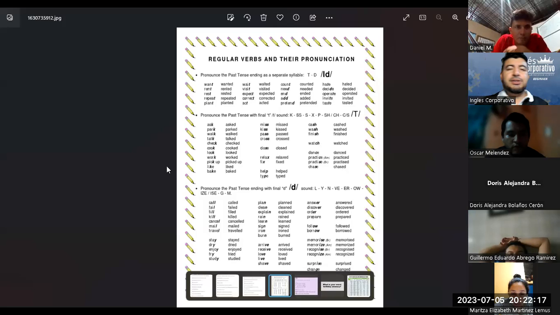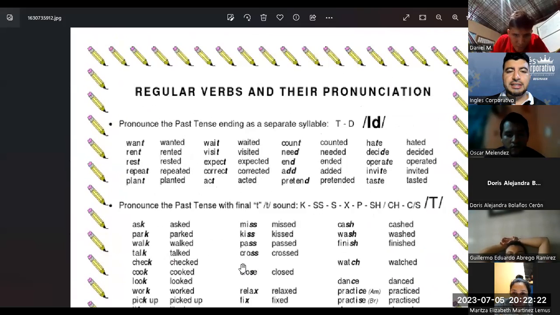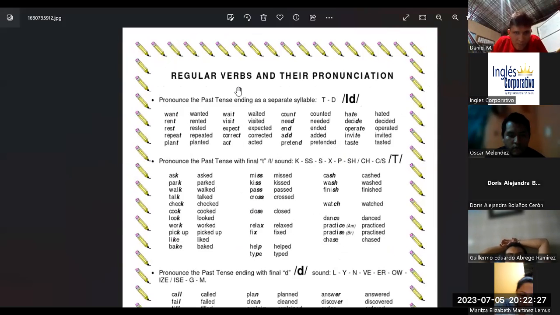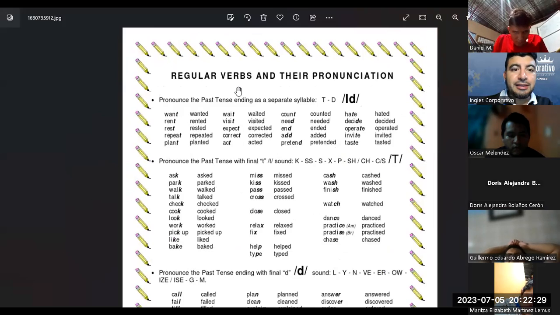That related to regular verbs, we have three cases. Tenemos tres casos. One case is when the verb is pronounced with ed, cuando se pronuncia con ed al final. For example, here we have hate, hated, taste, tasted, pretend, pretended, act, acted. Así que todos los verbos que terminen en ted, que son regulares, y se le agregan ed, se va a pronunciar con ed al final.